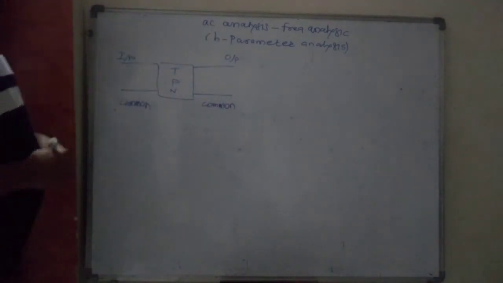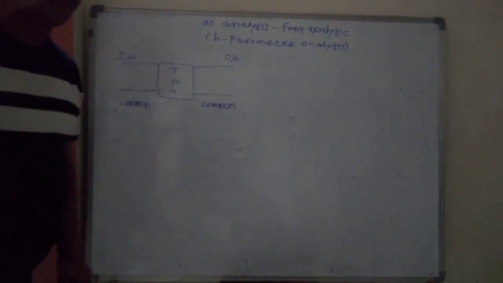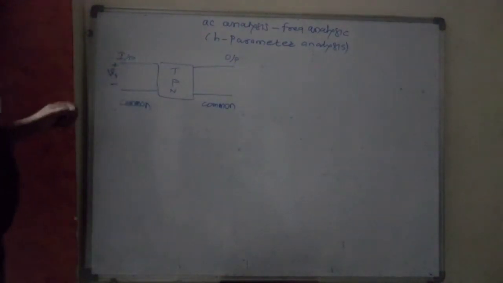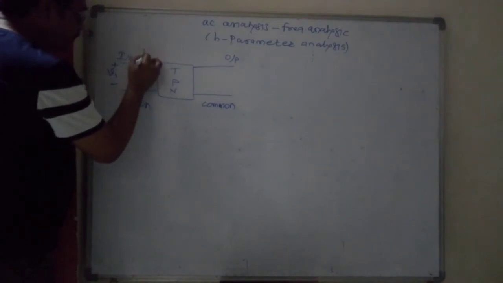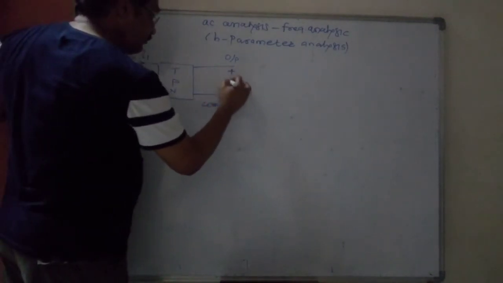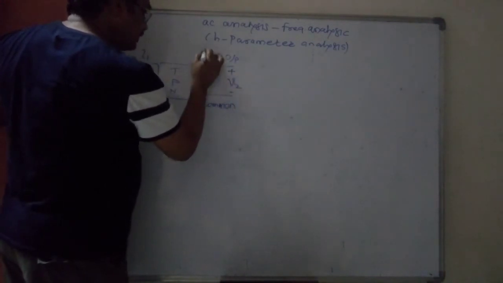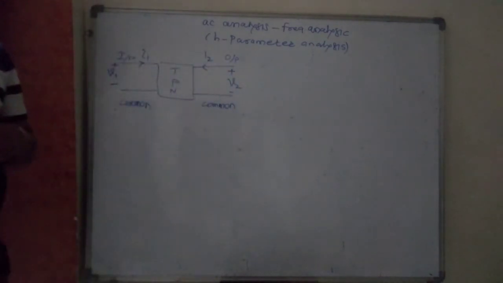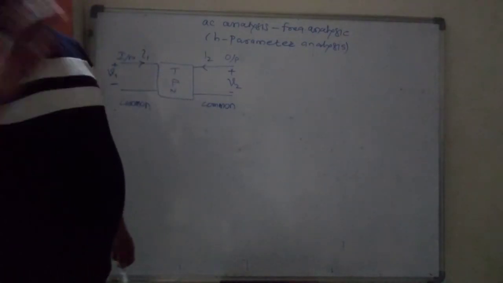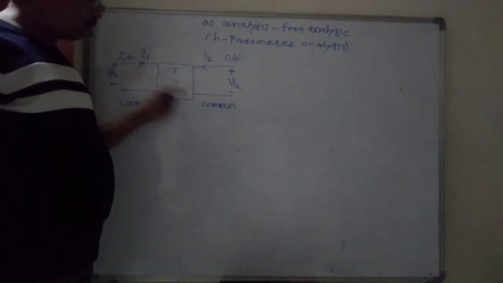Right? So every two-port network has four variables: input voltage V1, input current I1, output voltage V2 and output current I2. Every two-port network has four variables: input voltage, input current, output voltage, output current.